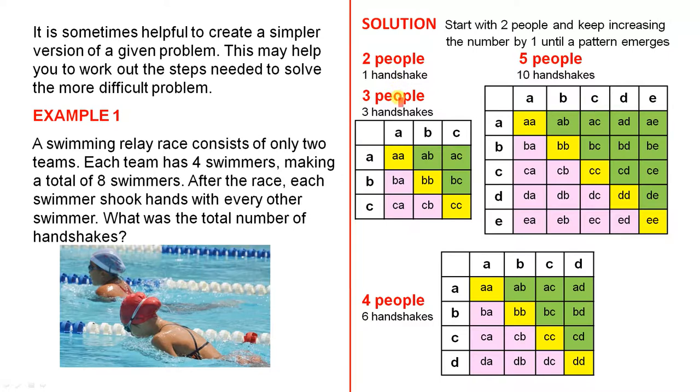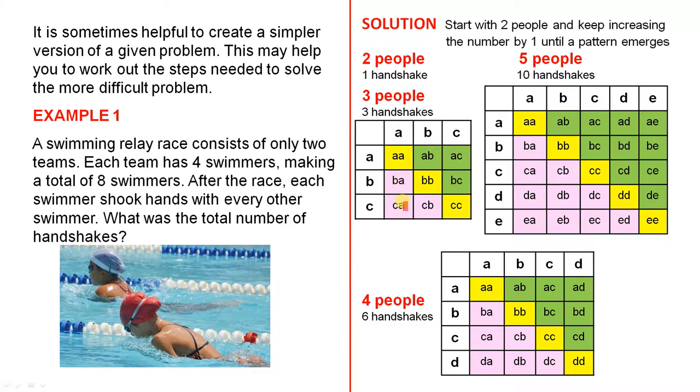If there are 3 people, this is how we do it. Pretend the swimmers are A, B, C, and down here A, B, C. So we draw this table, with a vertical section and a horizontal section, and we put the names of the swimmers on each. In the cells here we fill in AA, BA and CA, because when you go across and up, that's AA. You go across and up, BA. You go across and up, CA.